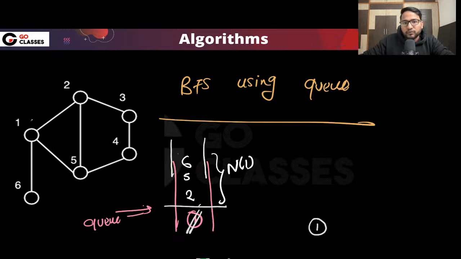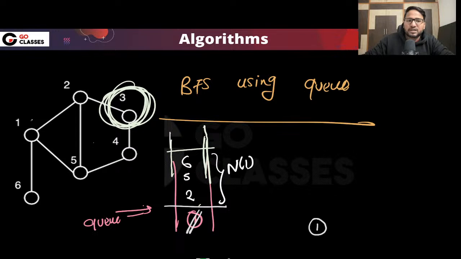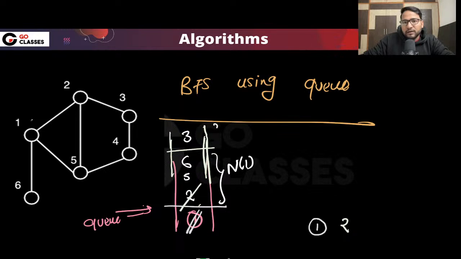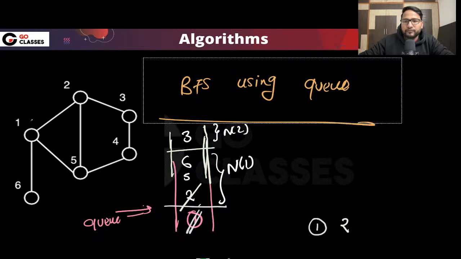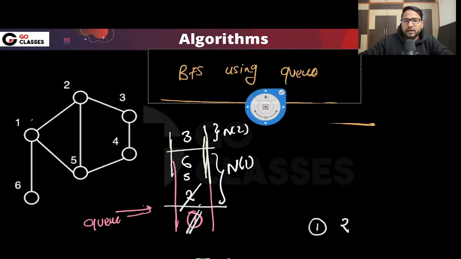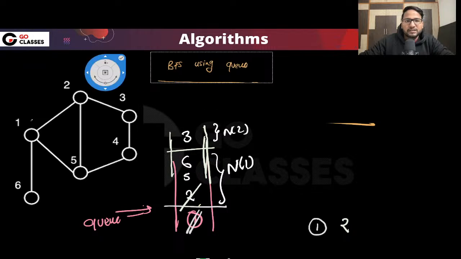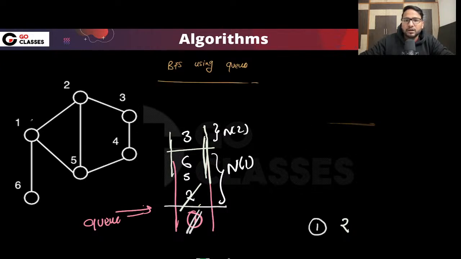So what are the neighbors of 2? The neighbor of 2 is 3 only. 5 and 6 are already done, so that's why it is just 3. So you pop it out, write it here, and then put all the neighbors of 2, which is 3 only. Understood? Let me know if that is okay till this point. Great. So basically, we are just understanding how to use BFS using the queue.